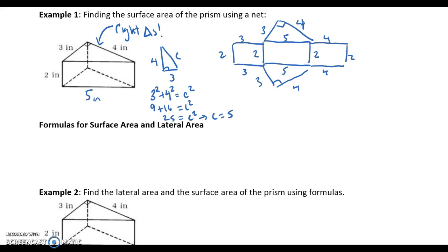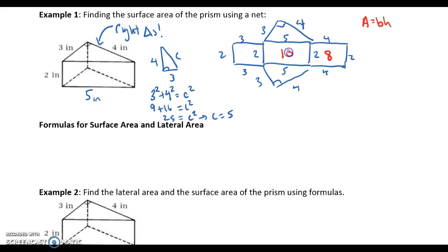This is the way I chose to draw mine. Make sure, again, you're labeling and you're seeing everything matches up. And once we've done that, all we have to do is find the area of each shape. So remember, the area of each rectangle is base times height. So here 2 times 4 is 8 square inches.